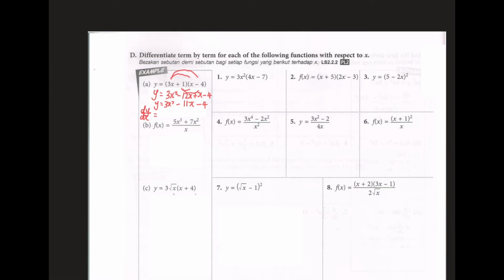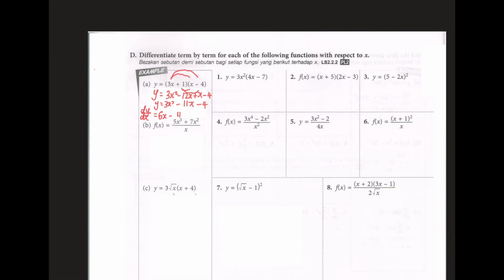So when you do differentiation, it is done by looking at each term by term. So we start from 3x squared, so the power 2 moves in front, 2 times 3 is 6, so it becomes 6x, and then minus 11x, you differentiate. It's a special case, if you still remember, it will become 11. Differentiation of minus 4 becomes 0. Okay, so the answer is 6x minus 11.